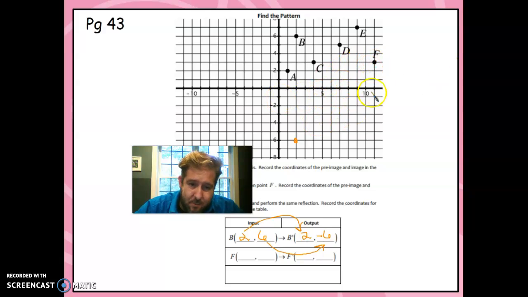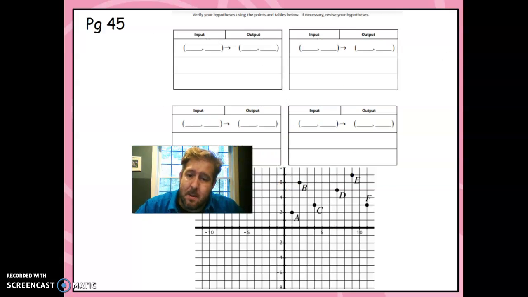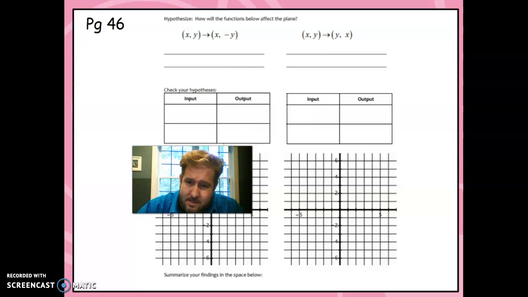If I do the same thing for F, which is at (11, 3), and then I reflect it, it's going to end up at (11, -3), because it's just moving straight down. So its x is not affected in this case. So if I have this point, then I know it's going to end up at (482, -167) because the y is going to change to the opposite. So (x, y) turns into (x, opposite y). So whatever the y is, it just changes to the opposite. If it was positive, it turns negative. If it was negative, then it turns positive. And it is simple as that.